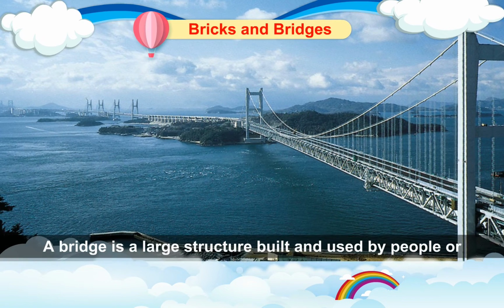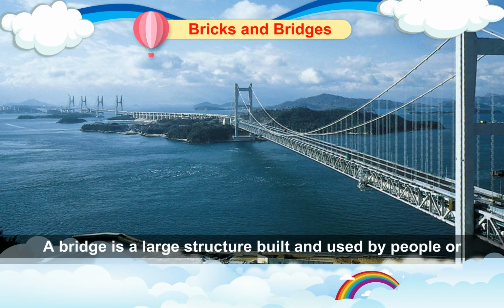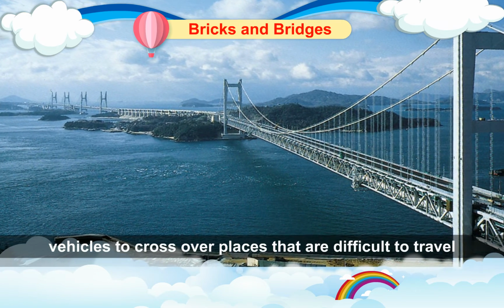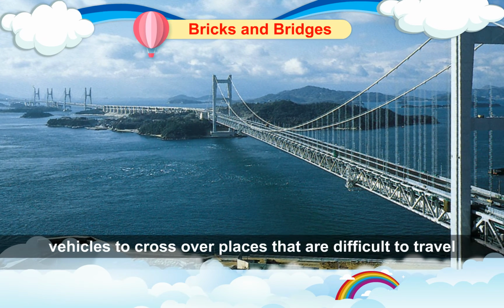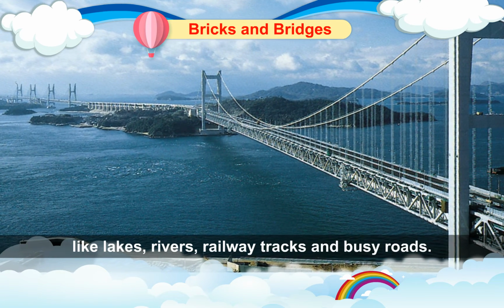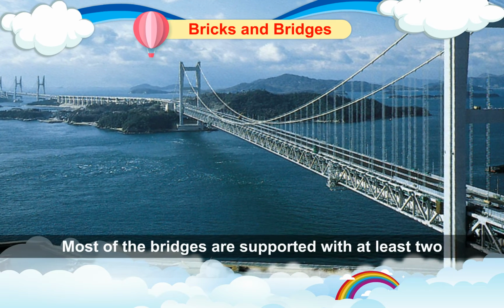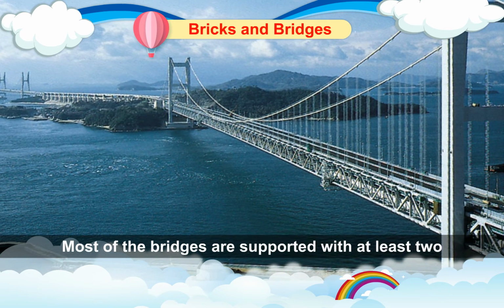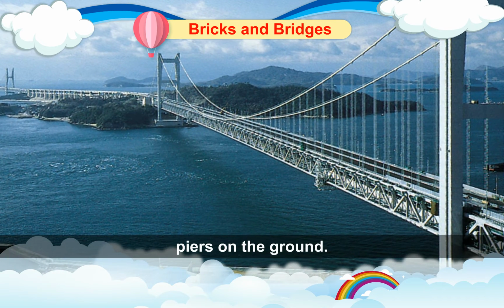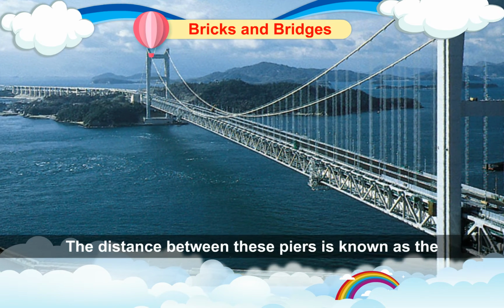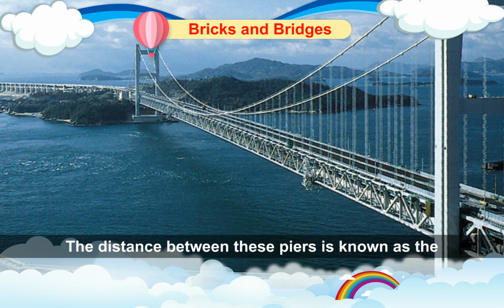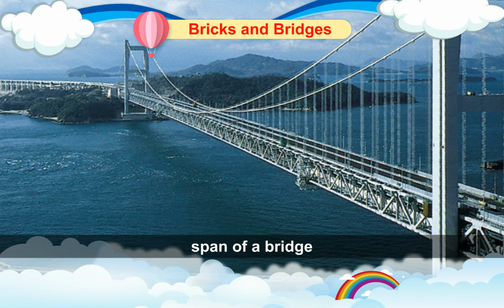Bridges. A bridge is a large structure built and used by people or vehicles to cross over places that are difficult to travel like lakes, rivers, railway tracks, and busy roads. Most of the bridges are supported with at least two piers on the ground. The distance between these piers is known as the span of a bridge.